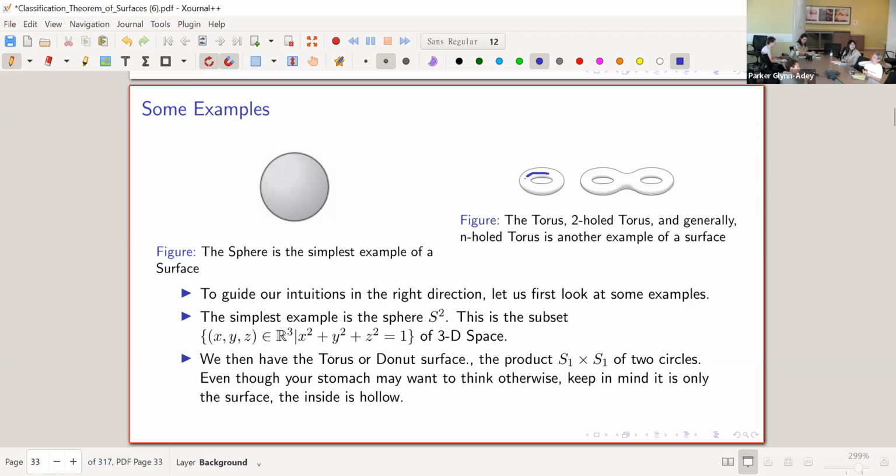like a product of two circles, because you have a circle around here, and then you have another circle for every point on here. So if you sweep it out, you'll get a torus, and then we can generalize to a two-hole torus or an n-hole torus. Something to note is that it's not filled in. So keep in mind, it's not like a donut where the inside is filled in. I like to think of it more as an inner tube at a water park. So it's hollow on the inside, but it has stuff on the outside.